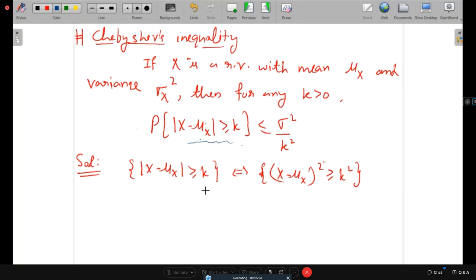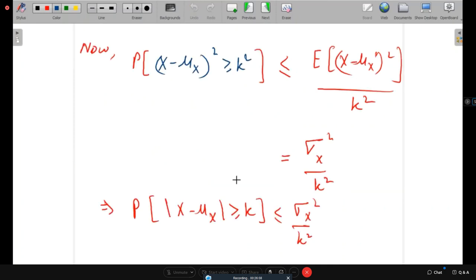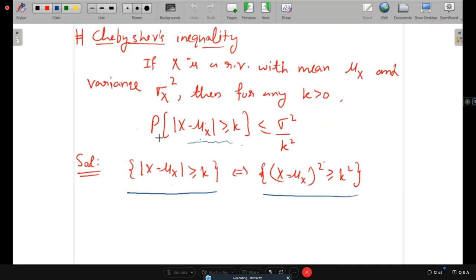Now these two events are equivalent. As you know, it is very difficult to work with the magnitude, so that's why we are working with the square here. Whether you work with this set of events or this set of events, both will give you the same result. Okay, right. So let's proceed now. Instead, we are going to evaluate the probability of this set of events.